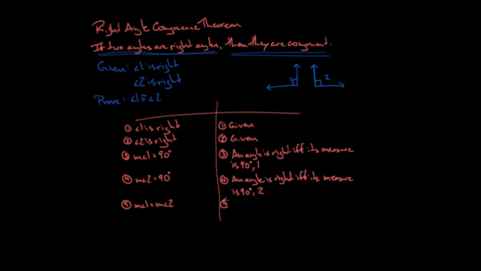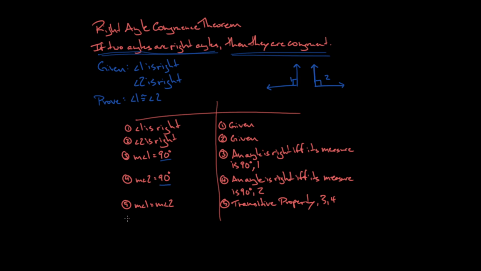Why is that? Well, they're equal to the same thing. They're both equal to 90 degrees. So that is my transitive property. If I have two angle measures, they're both equal to the same value. So in this case, they're both equal to 90 degrees. Well, that means they must be equal to each other. So what do I cite here? Well, I'm combining together statements 3 and 4.